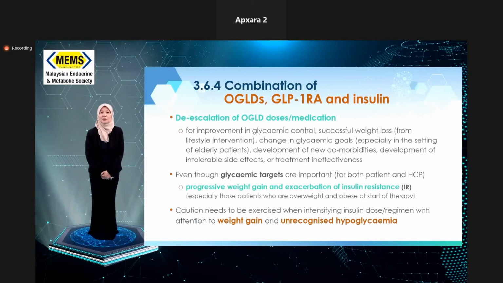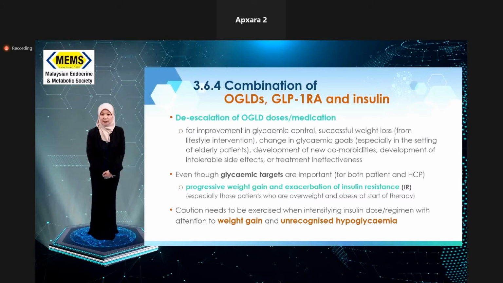In regards to de-escalation of the treatment, this should be considered in patients who have achieved improvement in glycemic control successfully and successful weight loss. Also in change in glycemic controls, especially in the setting of elderly patients, development of new comorbidities and development of new side effects, and also treatment ineffectiveness. So medication should be adjusted accordingly.